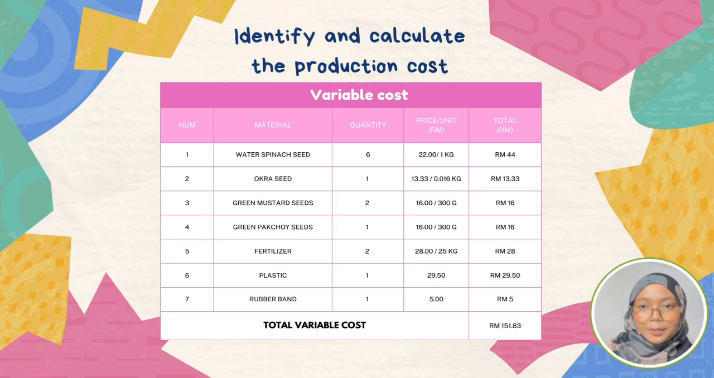For plastic for packaging, the quantity is 1 unit. Price per unit is RM29.50 and the total is RM29.50. For rubber bands, the quantity is 1 pack. Price per unit is RM5. The total is RM5 too. This breakdown helps us understand how each material contributes to the overall variable cost, which varies based on the production level.